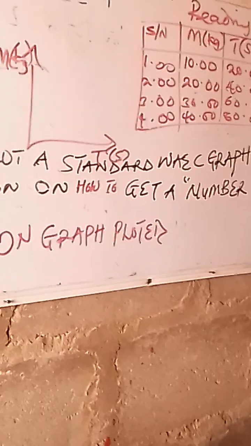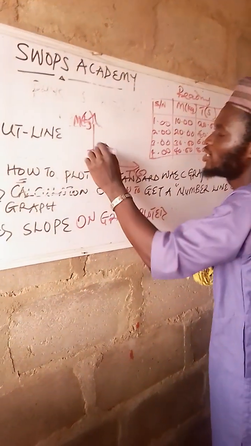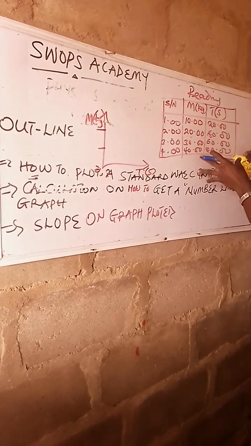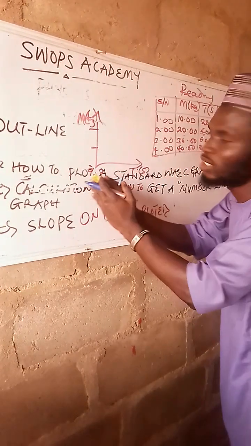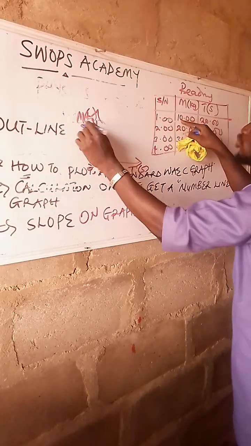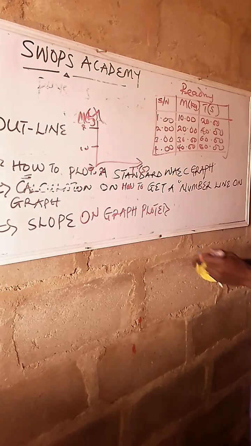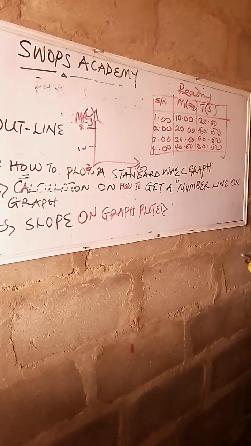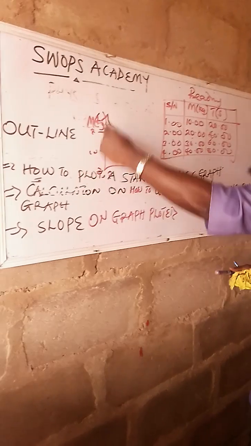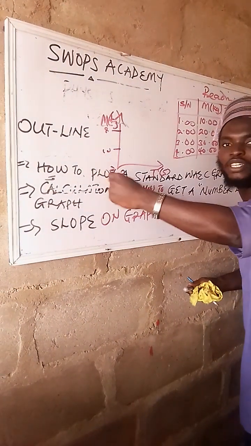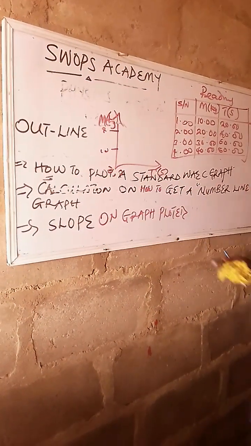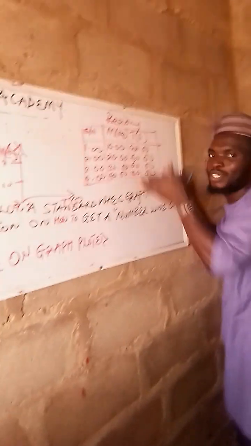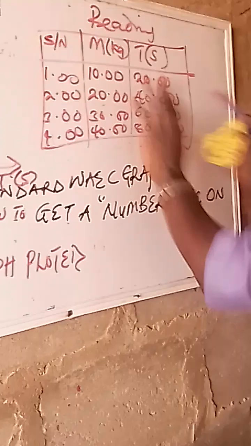Now, some students make a silly mistake. They will just copy this directly and put it here, by 10, 20, 30, they will do it like that. It is wrong. You have to determine your number line. You have to determine your readings. You don't use a reading that is the same as this. The examiner will believe that you're copying this.